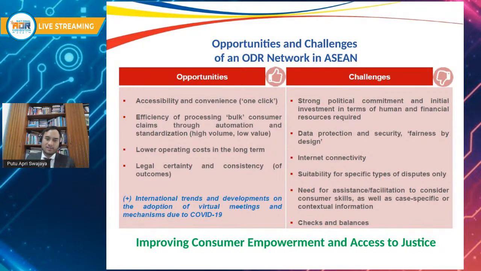In the earlier stages, these disputes may be appropriate for only specific types of dispute, like I mentioned, such as food, travel, hotel claims, and retail industries. Certain specific skills and contextual information will be required, in addition to checks and balances, in order to ensure that the ODR is functional in the long term.